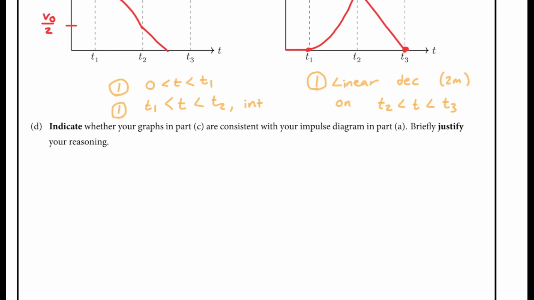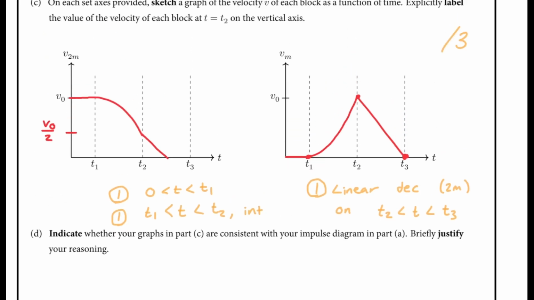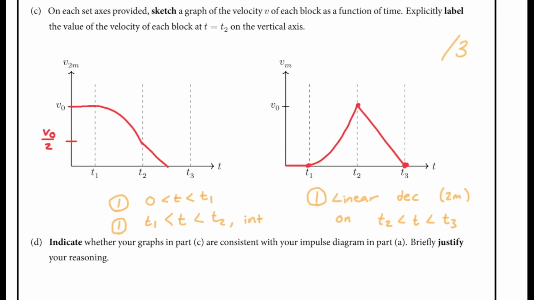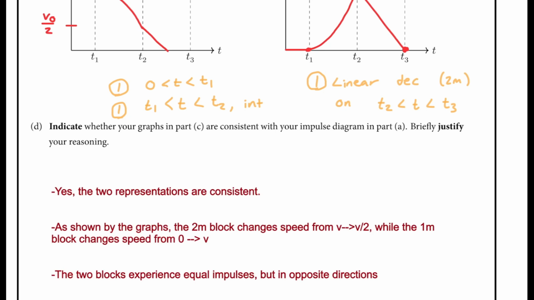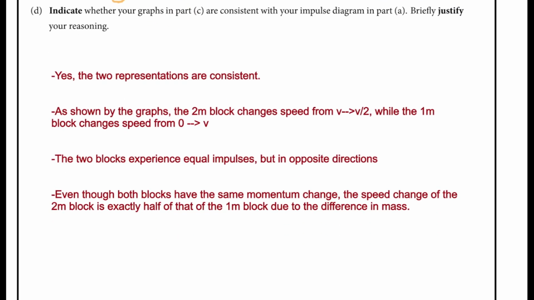Indicate whether your graph is consistent with the impulse diagram. Well, given that I referenced it in doing part C, you bet it's consistent. But really all that's saying is these two objects experience the same impulse, but due to the difference in mass, they did not experience the same velocity change. So yes, the two representations are consistent. As shown by the graphs, the 2m block changes speed from v0 to v0 over 2, while the m block changes speed from 0 to v0. The two blocks have equal impulses, but in opposite directions. Even though the blocks have the same momentum change, as shown in the diagrams, the speed change is exactly half on the 2m block.